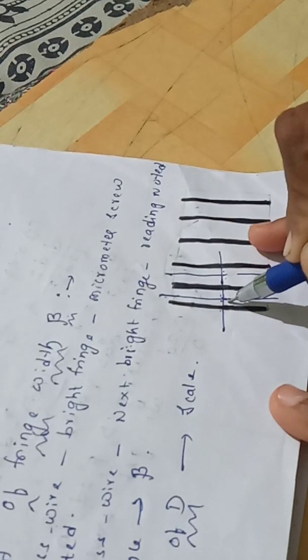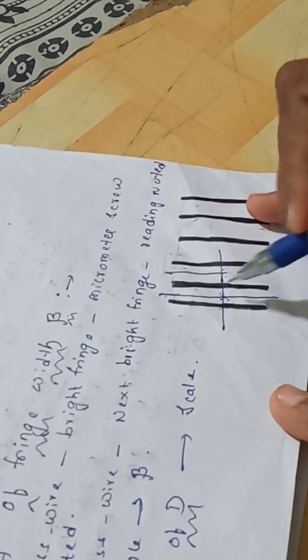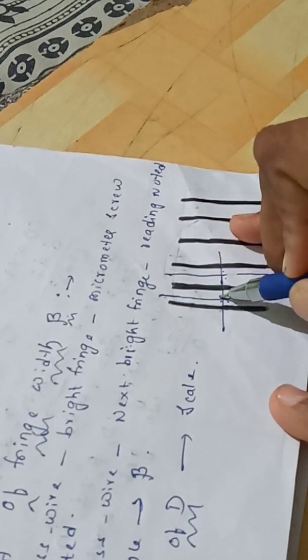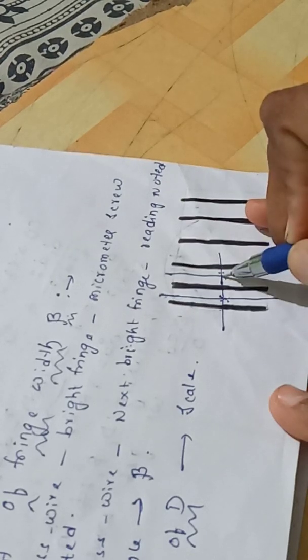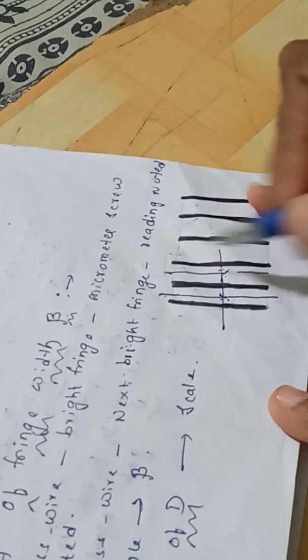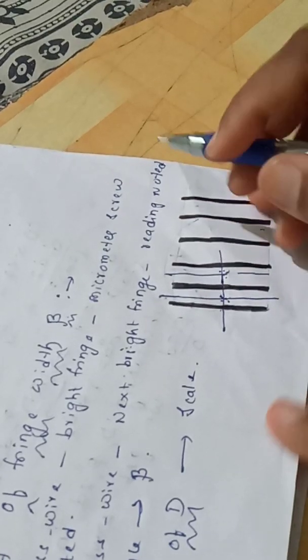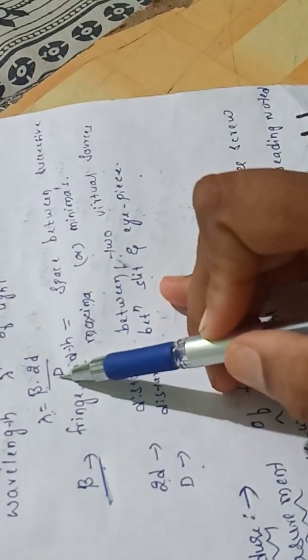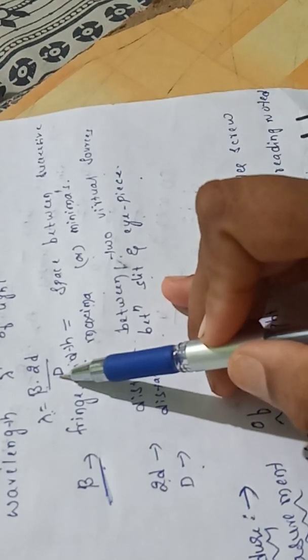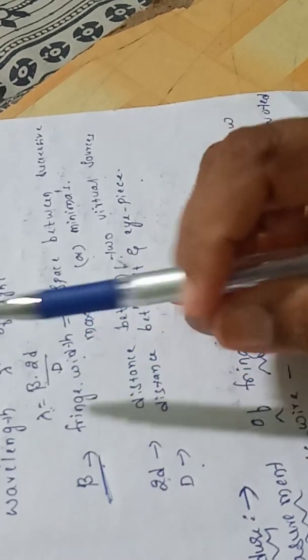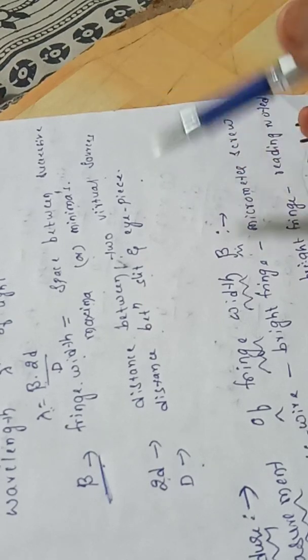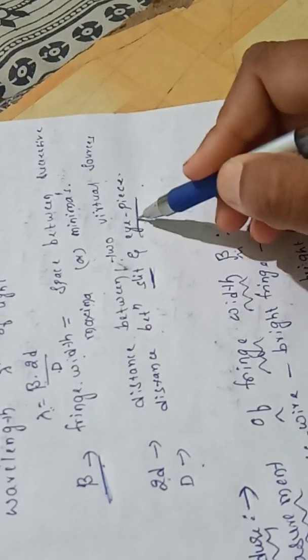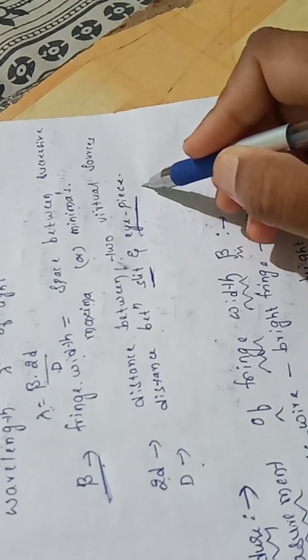So we will adjust the vertical crosswire on one of the bright fringes. We will note the reading, and again we will adjust the vertical crosswire on the other bright fringe and note the reading. Right? Now next we have to calculate capital D. By using the scale itself, we will calculate the distance between the slit and the eyepiece.